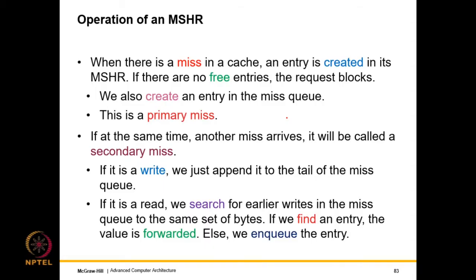So a little bit of detail about the operation of an MSHR. When there is a miss in a cache, an entry is created in its corresponding MSHR. So if there are no free entries, assume that the MSHR is full and we can't create a new entry, then of course the request blocks. And so from a non-blocking cache, the cache becomes a blocking cache. But of course the MSHR should be large enough such that this particular scenario does not happen, or let's say it does not happen frequently.